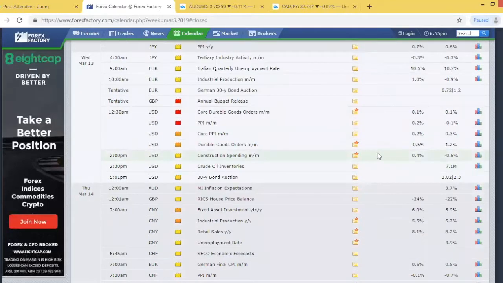Moving into Wednesday, we have the annual budget for the pound. This will create some volatility given that Brexit is just a couple of weeks away. We will see some large volatility for the pound sterling from this data release. So again, guys, be very careful with your pound positions over the week ahead.